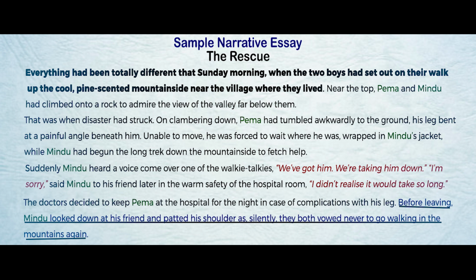We also have the linking phrase, unable to move. He was forced to wait. So, unable to move, he was forced to wait. It connects the sentences or links the sentences. Coming to the sentence that is underlined, the final one, let's read the last one. They both vowed never to go walking in the mountain again. So it shows there is a lesson learned in the narrative essay.